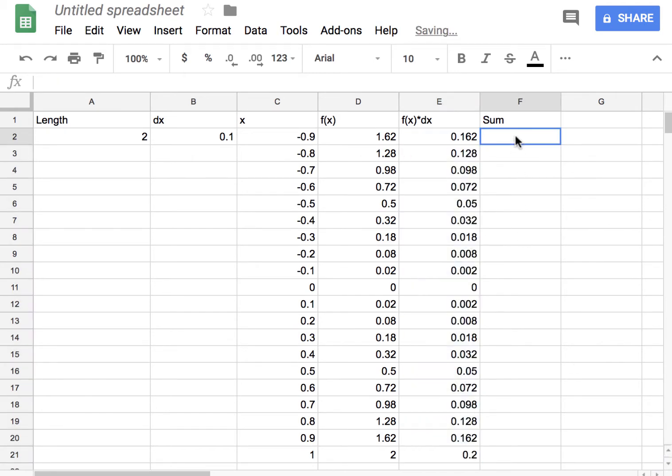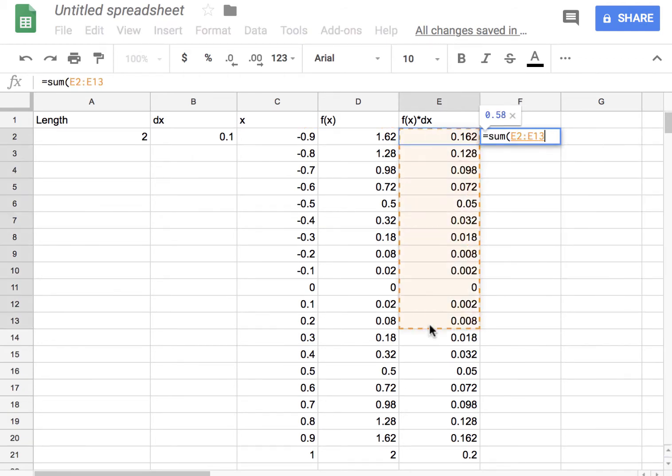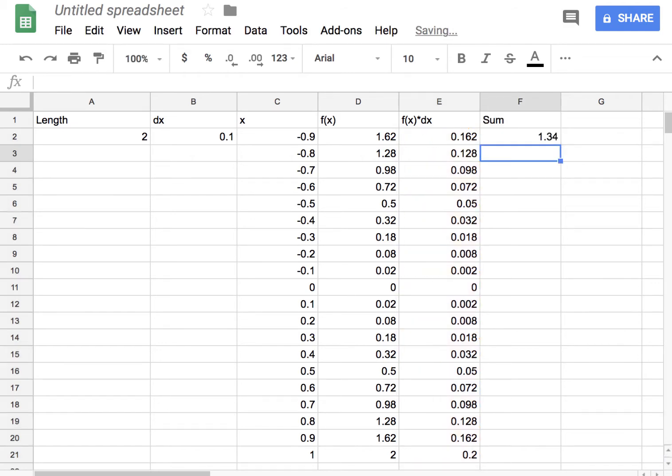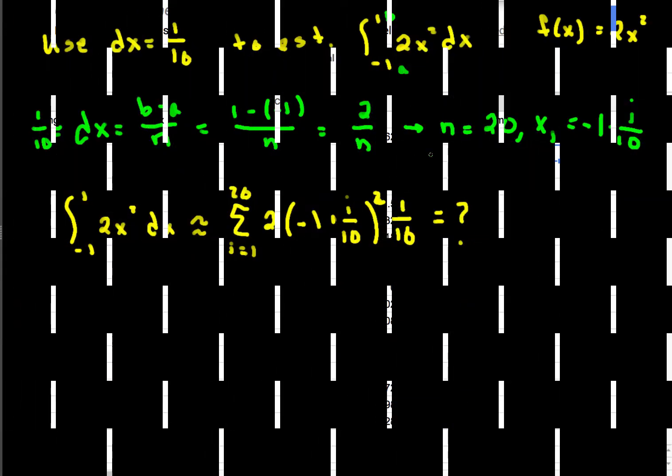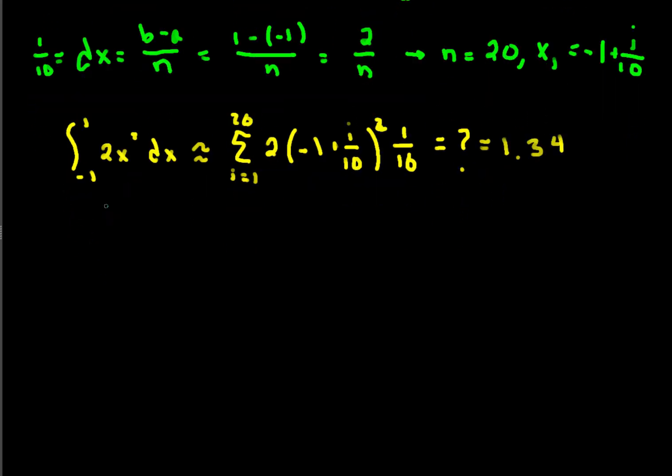And then my integral is equal to the sum of these values, which is 1.34. So now going back to the blackboard, we can say that this is equal to 1.34. So that's an approximation of this integral. So let's do another example.